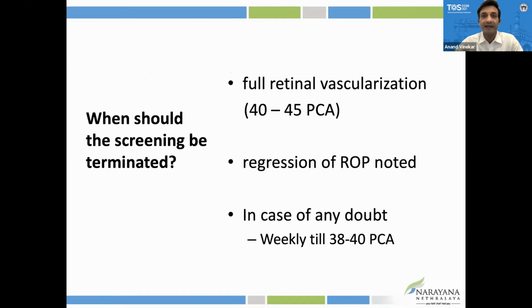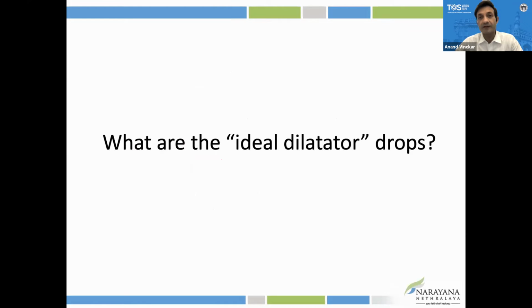And in fact, now the guidelines suggest to do the first screening before discharge of the baby. That's the best way you can get this baby without missing on the screening. And don't terminate screening until at least the baby crosses the 40th postmenstrual age, because until then, normal vascularization is not even expected, physiologically speaking.